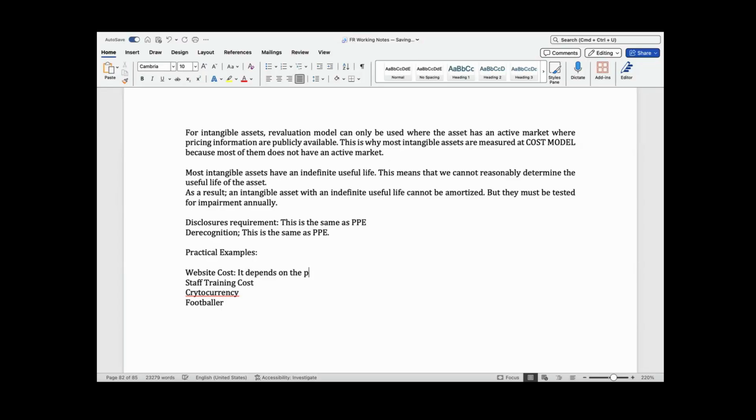So it depends on the purpose of the website. If it is developed to show the company's core mission and vision, and also to list the owners of the company, which is what most websites do, it's not really doing much.